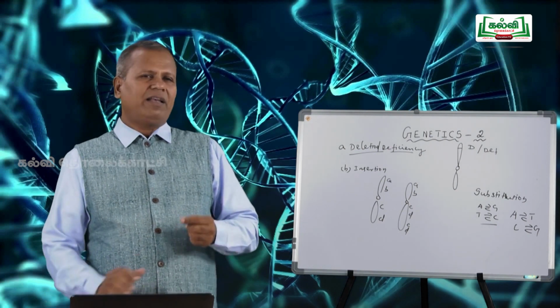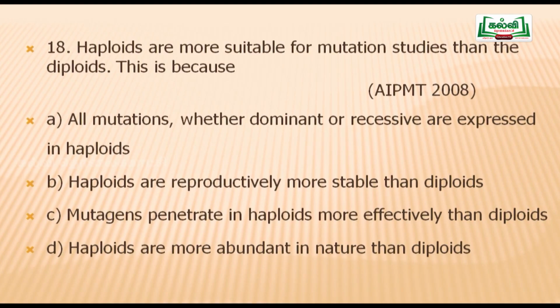Then question number 18: haploids are more suitable for mutation studies than diploids. This is because haploids are somatic cells of an organism with one set of chromosomes, while diploids are somatic cells with two sets of chromosomes. Now the question: haploids are more suitable for mutation studies than diploids. This is because option A, all mutations, whether dominant or recessive, are expressed in haploids. Dominant means the character expressed in the F1 generation. Recessive means the character not expressed or suppressed in the F1 generation.